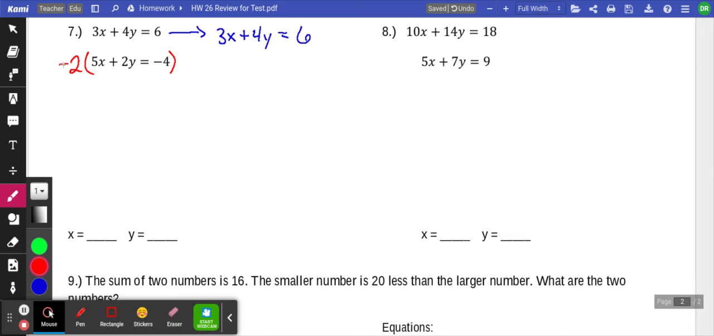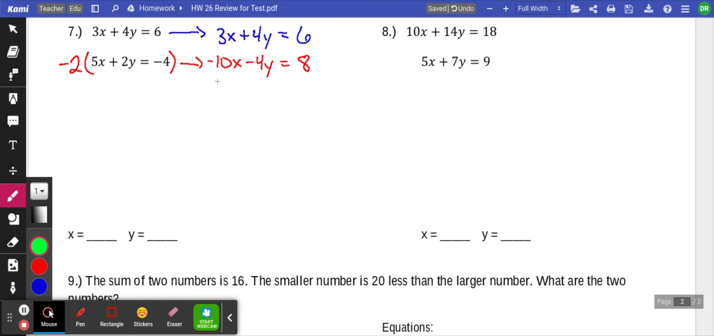But if I change this to a negative 2, all that's going to do is give me the opposite sign with the 4. So I'm going to multiply by negative 2 here. Watch with me, and maybe you'll see. Because when I take negative 2 times 5x, I get negative 10x. When I take negative 2 times 2y, I get negative 4y. And when I take negative 2 times negative 4, we get equals positive 8.